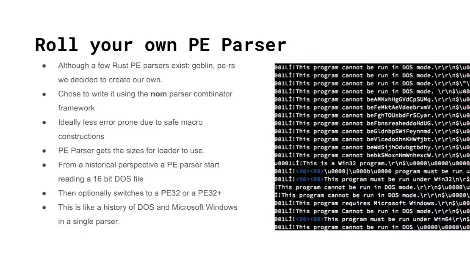All right. Yeah, my thing. We decided to roll our own PE parser mainly because I'd stared at that Corkami poster so much that I was trying to make it real. If you don't know the PE header, it's like a history of MS-DOS from 8-bit to 16-bit to 32-bit to 64-bit in a little pack of bytes.